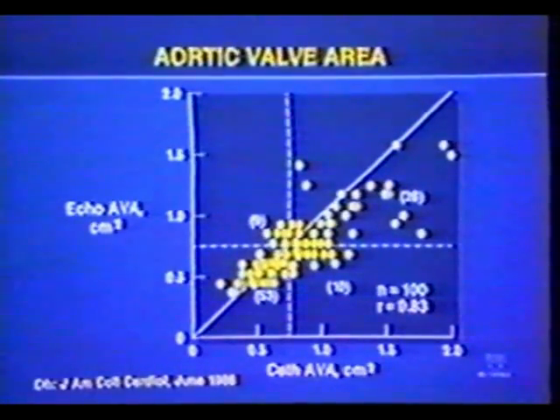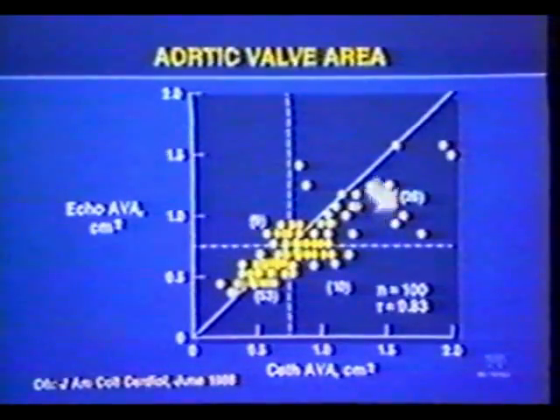These are the results that Dr. O has recently published from a group of 100 Mayo Clinic patients with aortic stenosis. In this graph, the cath-derived aortic valve areas are plotted along the abscissa, and the echo-derived aortic valve areas are along the ordinate. As you can see, Dr. O's work in this large group of patients confirms the work of previous authors. The R value is 0.83.